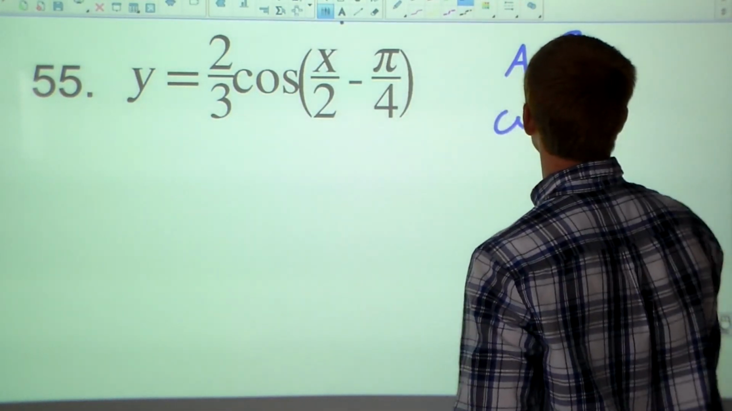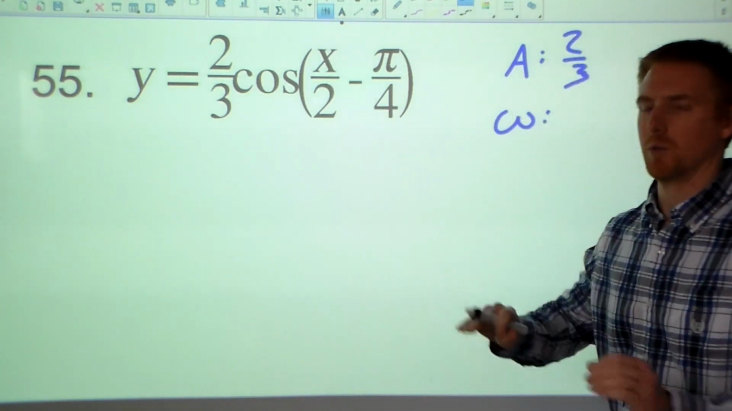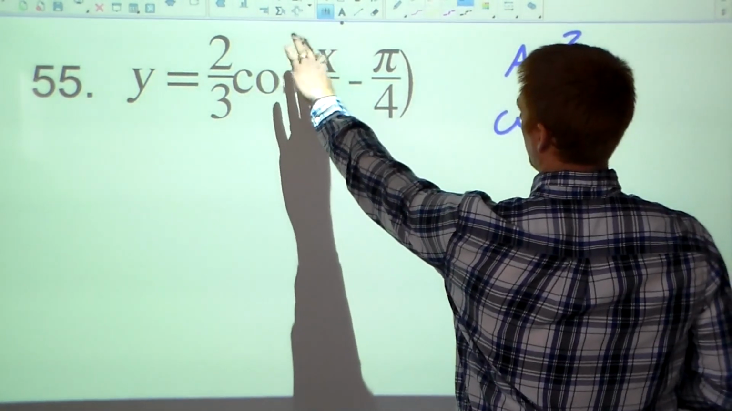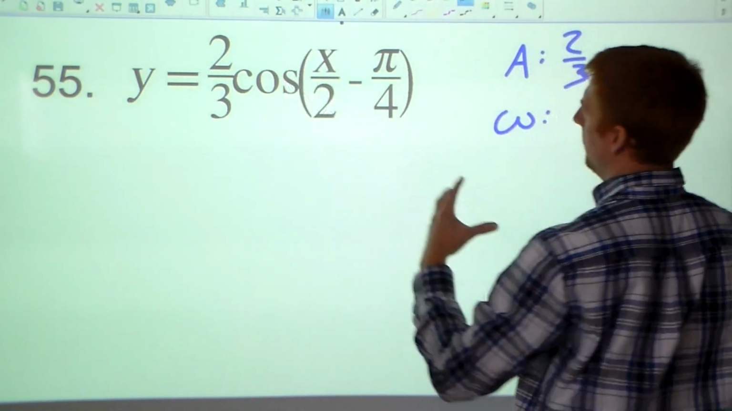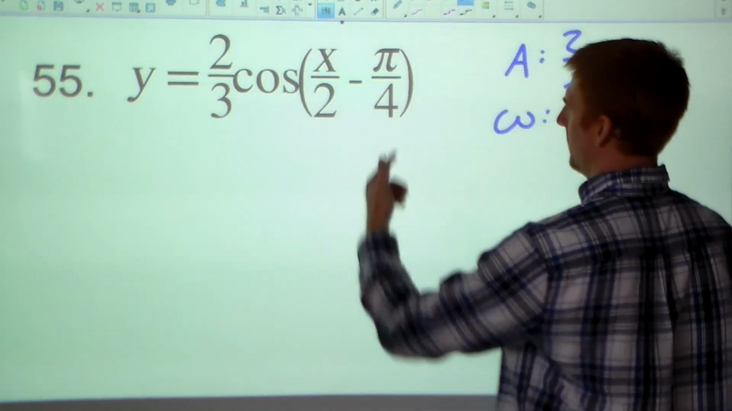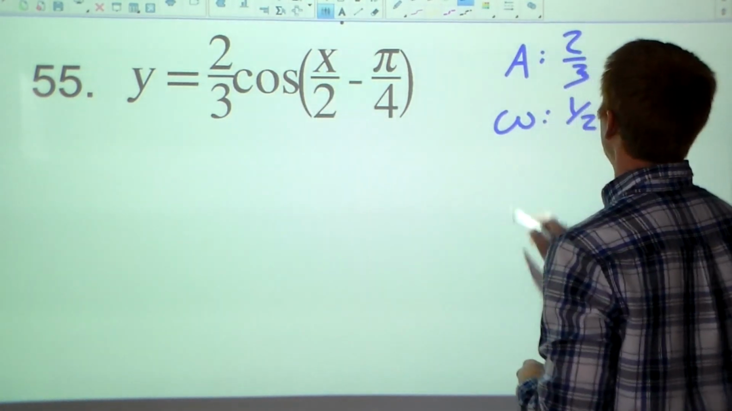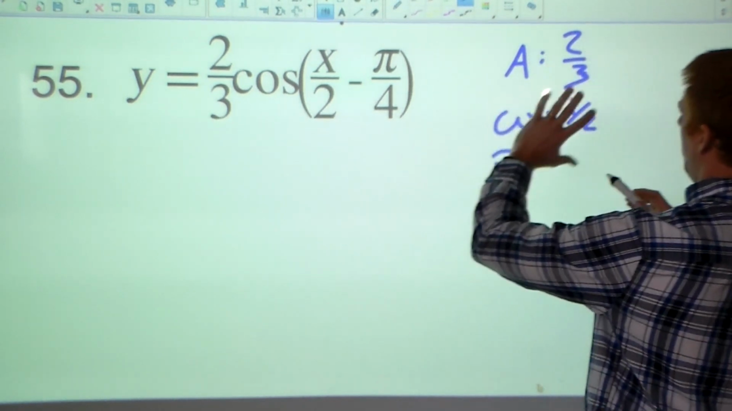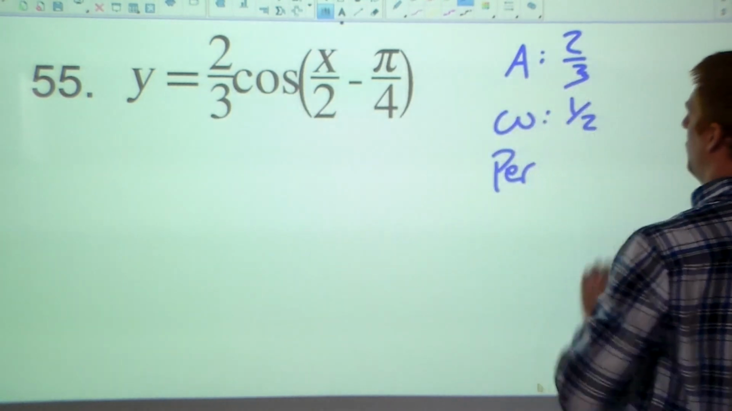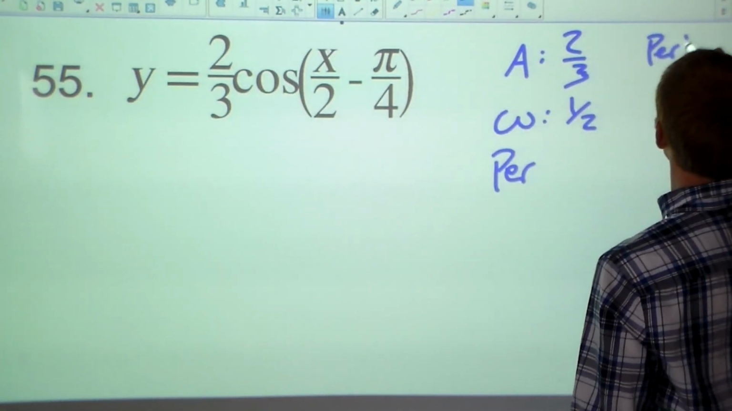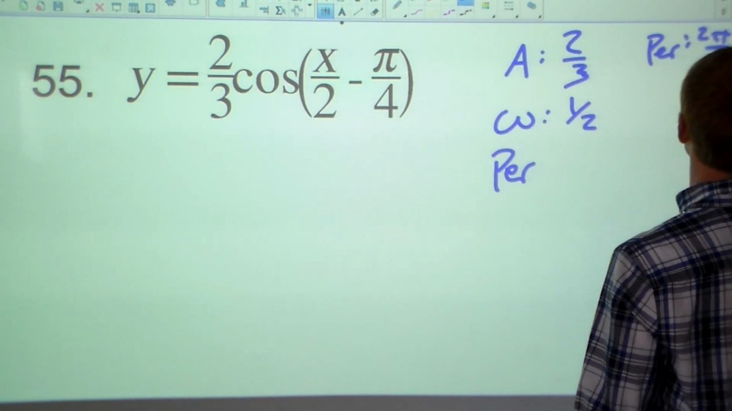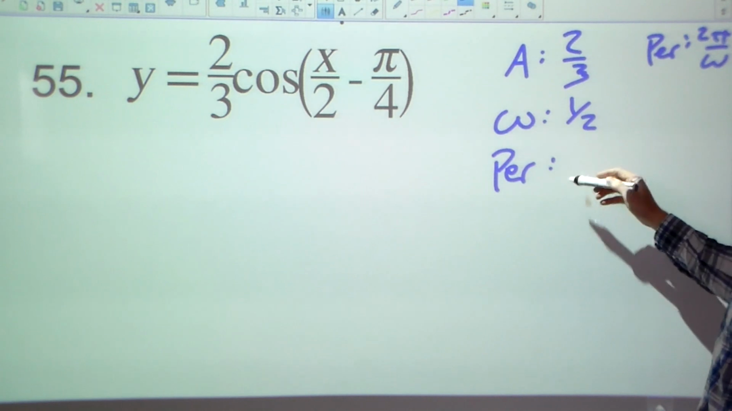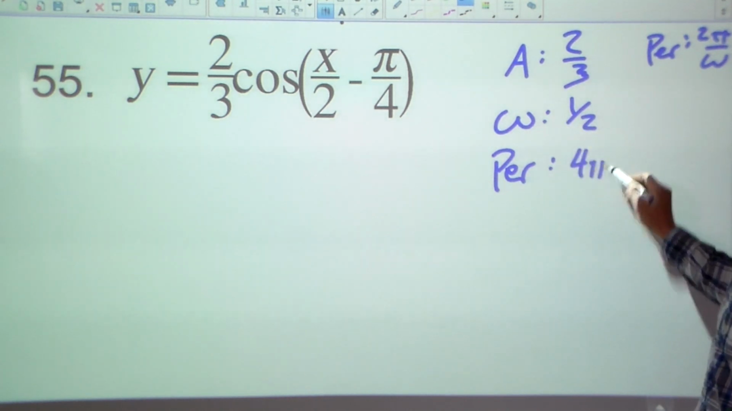Next is our frequency. I don't know if this was on the homework. I can't remember, so I'm putting this and period. If it wasn't on there, then don't worry about it. But this is x over 2, so if you think about what that would be times just plain x, it'd be 1/2 times x. Your period would be 2 pi divided by your frequency. So let me put that up there one more time. 2 pi divided by your frequency, that's your period. So 2 pi divided by 1/2 would be 2 times 2 pi, so 4 pi.